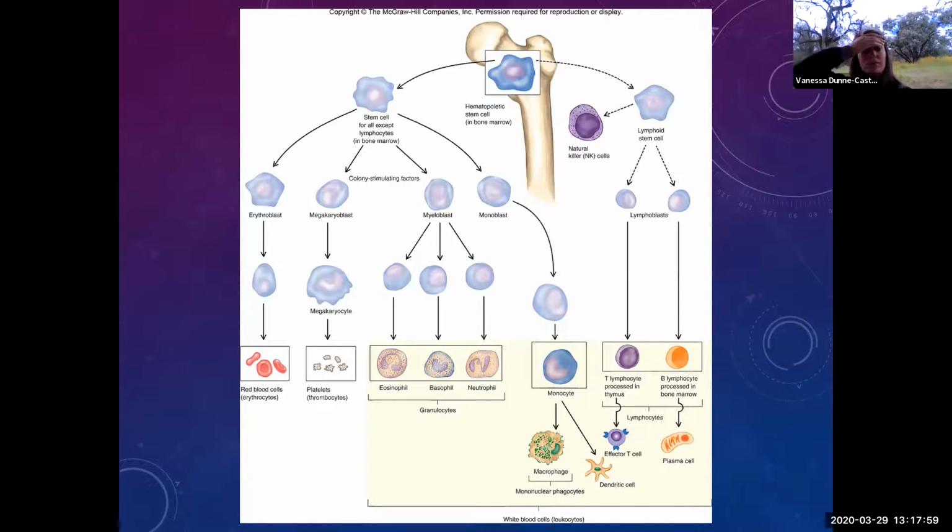Now note that all red and white blood cells, so all leukocytes and erythrocytes, are derived from the exact same hematopoietic stem cell that's in the bone marrow. Bone marrow is the origin of all red and white blood cells. But there's a process called differentiation that occurs.